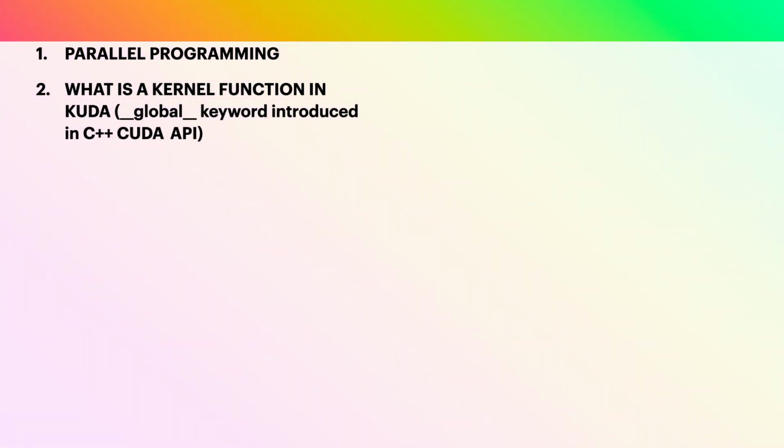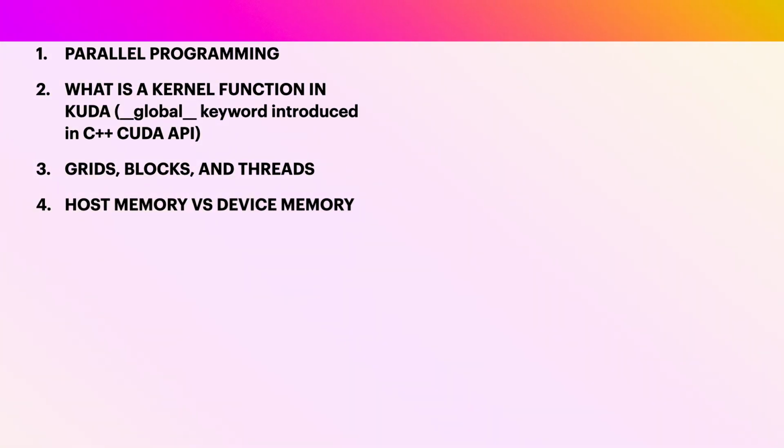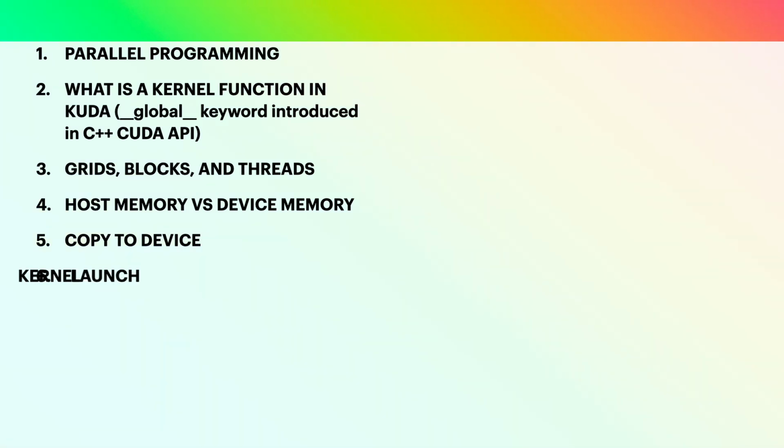First of all, understand the concept of parallel programming, and basically its ability to run a bunch of threads simultaneously at the same time rather than doing serial programming. Understand what a kernel function is in CUDA. That's what you see in the C++ program with the __global__ keyword. That's the function that will actually run on the GPU, while the rest of the code runs on the CPU.